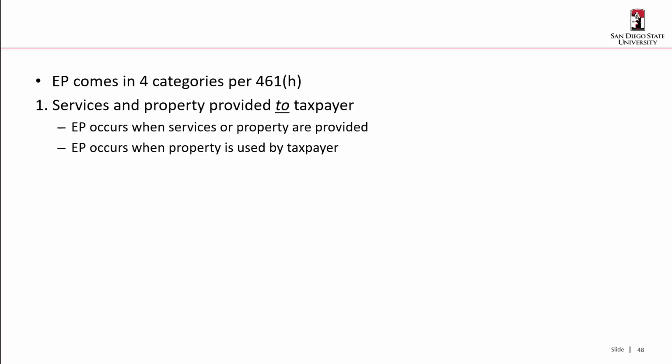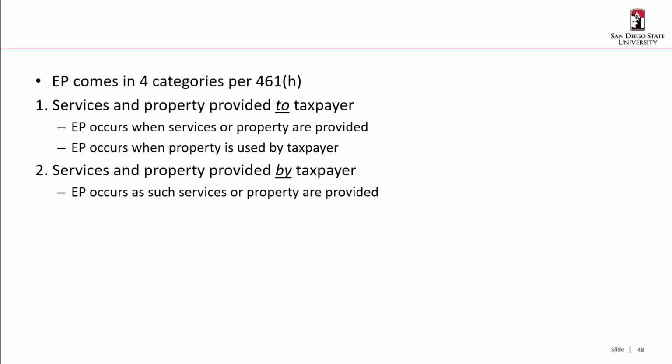If I'm buying legal services, then economic performance occurs with respect to those legal services when they are provided to me. When property is used by a taxpayer, then it occurs when the property is used. So we think about the use of property as being something like rent or lease. And so that tends to occur ratably over time because that is typically how you use that property. If services and property are provided by a taxpayer, then economic performance occurs as such services or property are provided.